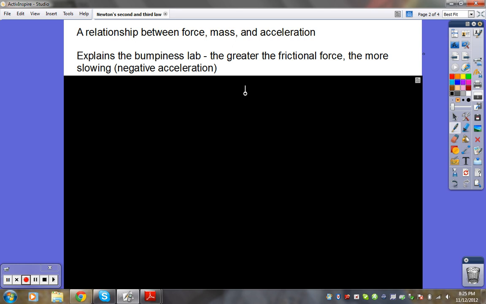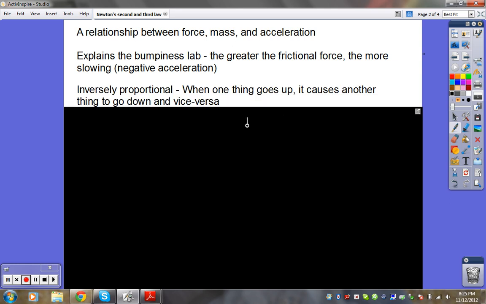There are two terms that really help us understand or describe this relationship. The first term is inversely proportional, meaning when one thing goes up, it causes another thing to go down, and vice versa. So getting outside of the realm of science, you could say the more pizzas you order, as that increases, the less money you have in your bank account. The money saved decreases. These are inversely proportional. So when one thing goes up, it causes another thing to go down, or when one thing goes down, it causes another thing to go up.